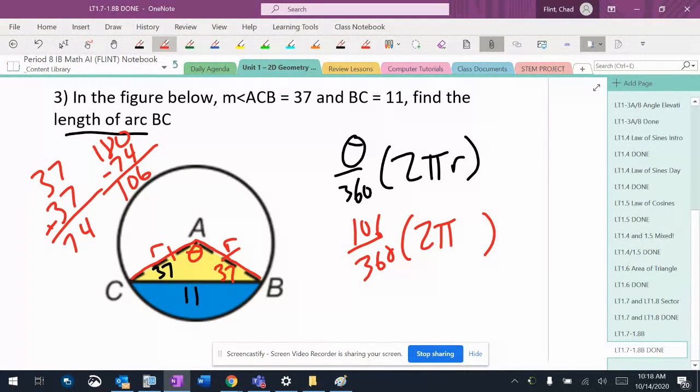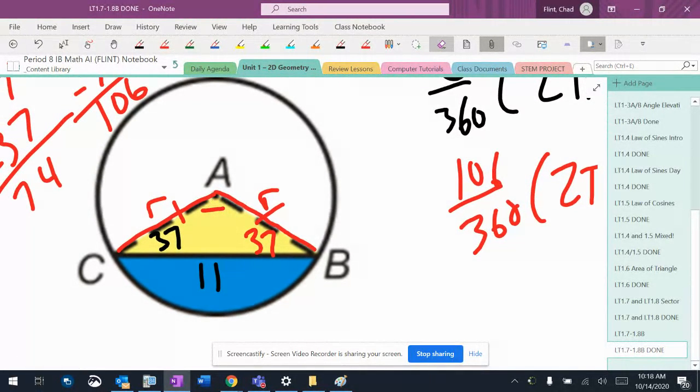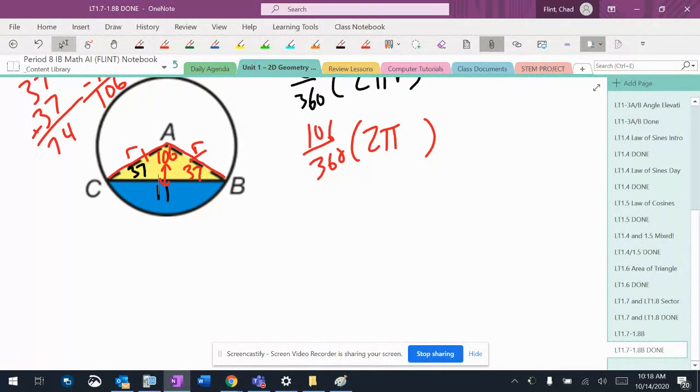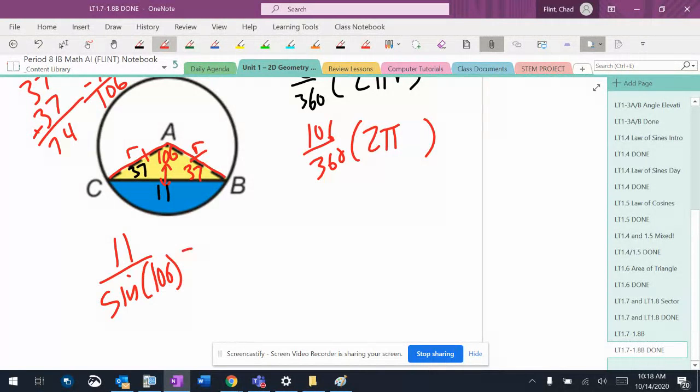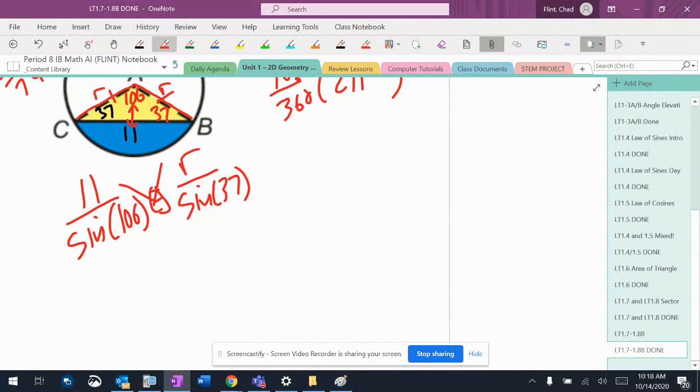The radius is a little bit harder to get because I've got to look at this picture, and now I can replace that theta with a 106. Hopefully you're like, oh, wait a minute, law of sines. So I have to do a law of sines question to get the radius. So it's going to be 11 over sine of 106 equals r over sine of 37, and I'm finding either one here. So I'm going to cross multiply this, and I'm going to end up with 11 times sine of 37 over sine of 106 equals the radius.